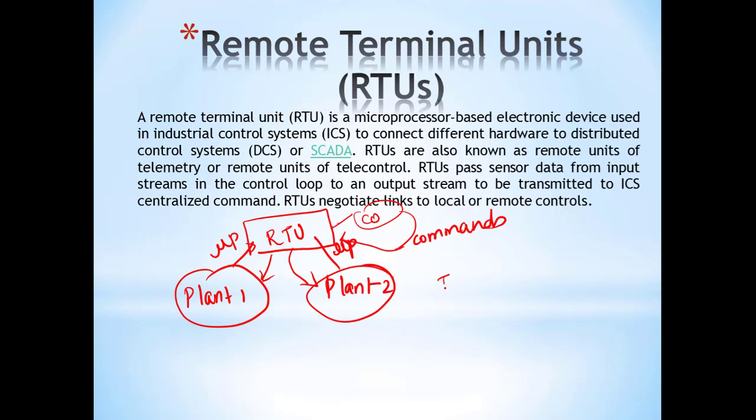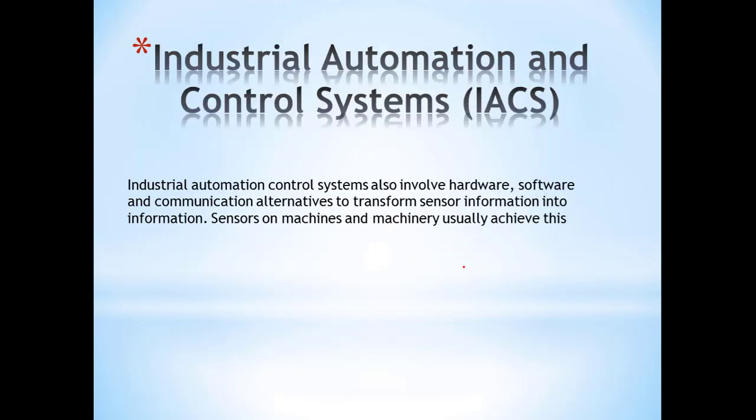It is basically a sort of IoT based system. Coming to the industrial automation and control system, it involves both hardware and software and communication alternatives to transform the sensed information into another information. So sensors and machines in each and every machine inside the plant can be done.